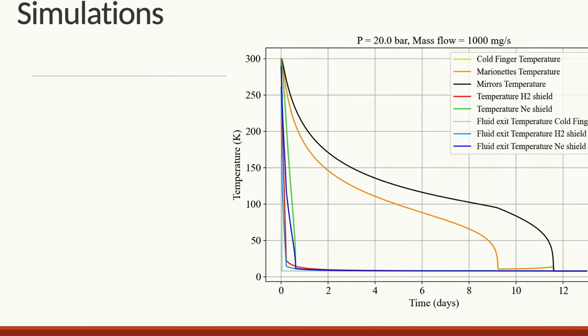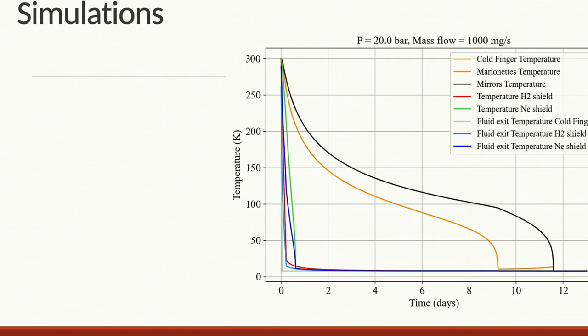So what do we need to actually have a reasonable cool down? This is where Ivan did some simulations. These are the results. What you see here are different probes, different locations in the cryostat. What's important is this black line. That's the cool down of the mirror.